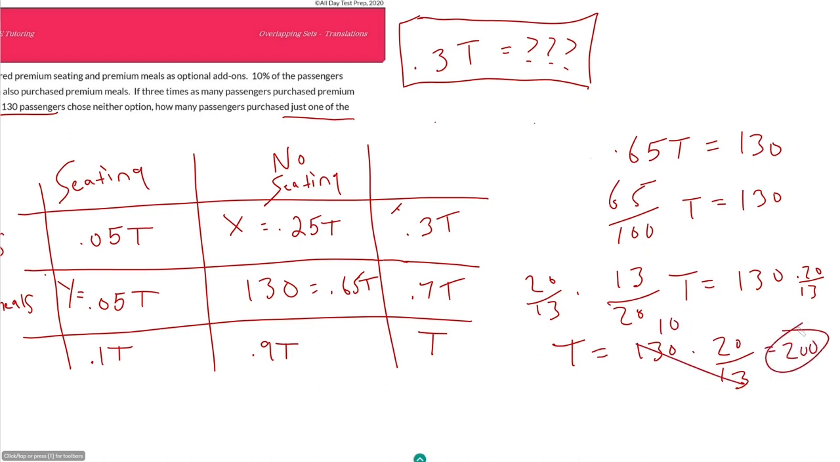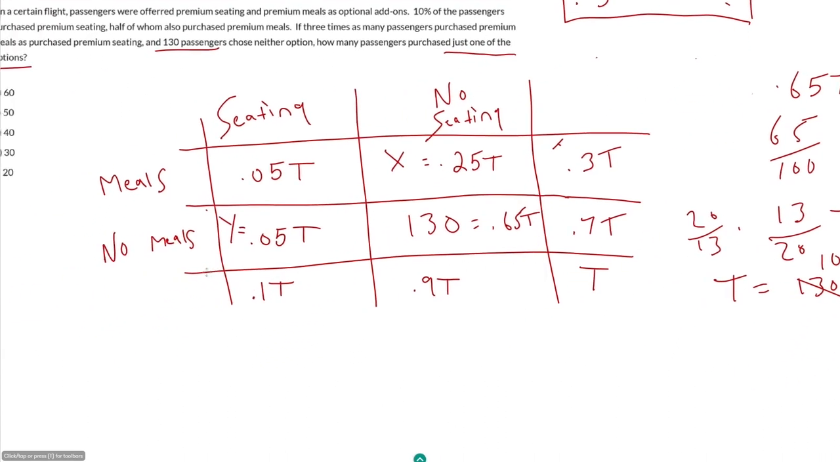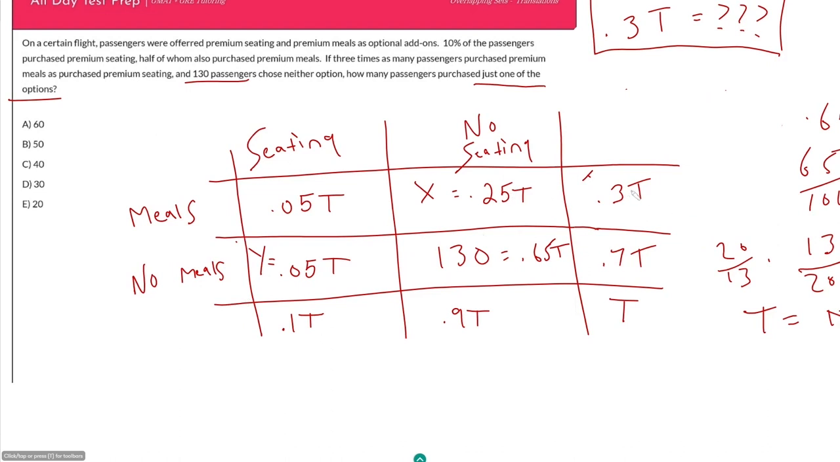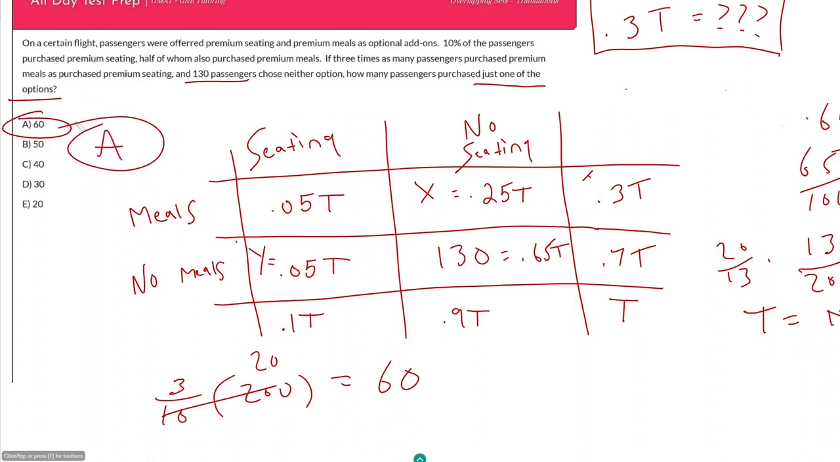I got 200 total passengers on my plane, and then we won't do this, but because everything in our matrix is in terms of T, I could have filled out the entire matrix. We're not going to do that this time, like we did last time. So here, we'll just skip right to what we're looking for. 0.3 T should be 3/10 of 200. 200 over 10 is 20. 20 times 3 is just 60 passengers who got either the meals with no seating or the seating without the meals. And A is the answer.